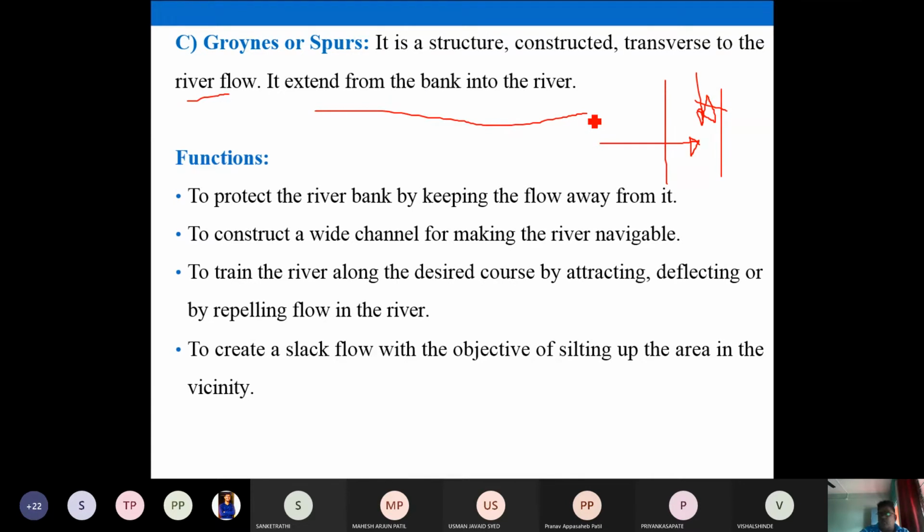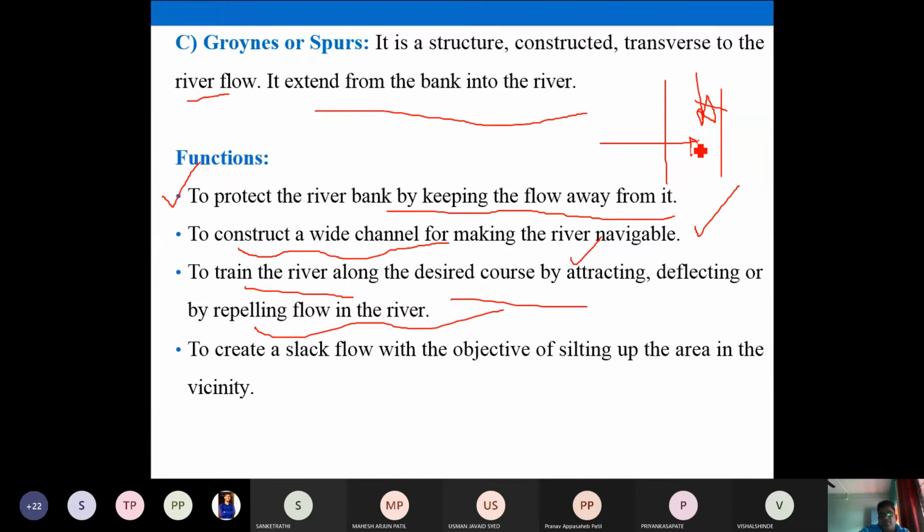What are the functions of these groins or spurs? The first function is to protect the river bank by keeping the flow away from it. The second is to construct a wide channel for making the river navigable. The third function is to train the river along the desired course by attracting, deflecting or reflecting the flow in the river. It depends upon the direction in which you provide the groin across the river. According to this angle, if it is straight, then it is called either attracting or deflecting. If this angle is deviated, then definitely it is attracting.